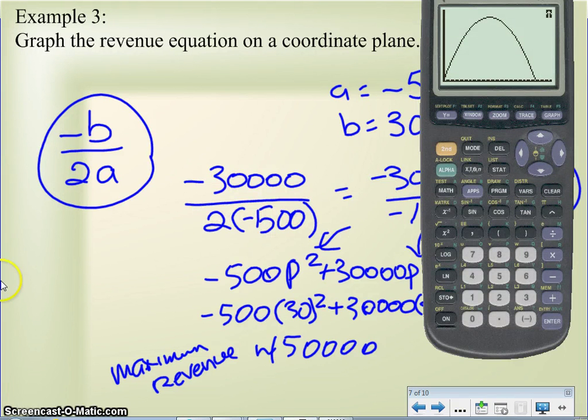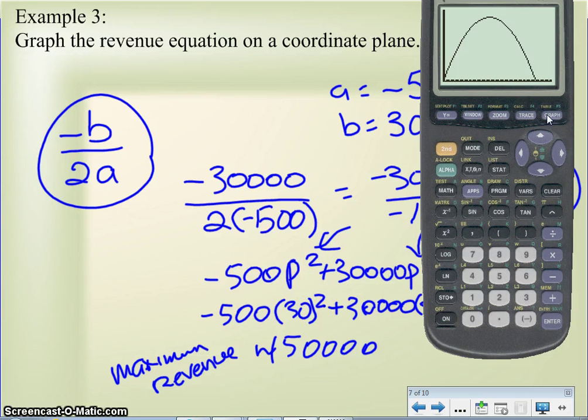Let's go ahead and look at the graph. You can see here that I've already put the function equation in. Our revenue function was negative 500 p squared. I've got x squared that you use here where it says link. You're going to use x plus 30,000 x, which is my p, and then I graph it.